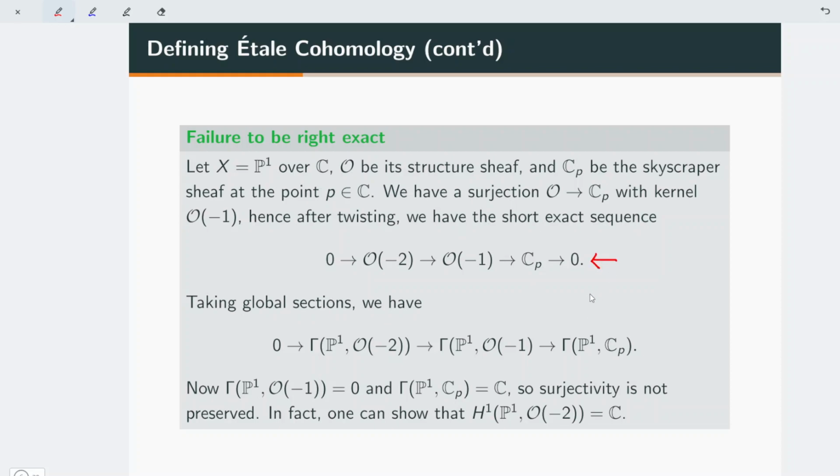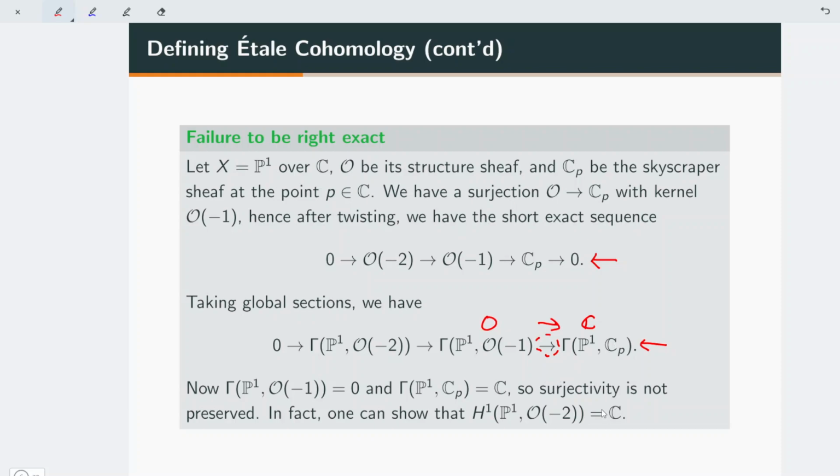Okay, so let's take global sections and see whether we get surjectivity. We know that this is exact, but the question is, does it stay exact on the right? Is this map surjective? It turns out it's not, because, well, you've probably seen before that there are no non-trivial global sections of this O(-1) sheaf, so it's 0. And it's pretty clear to see that the sections of this skyscraper sheaf are all of the complex plane. So it's a sequence that goes from 0 to the complexes. Clearly that's not surjective.